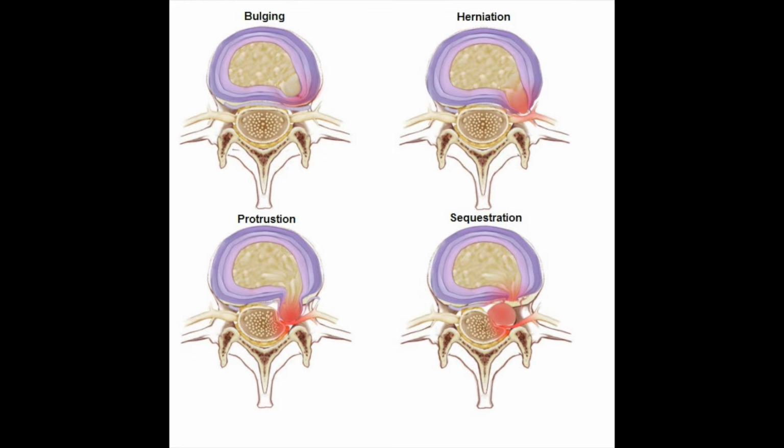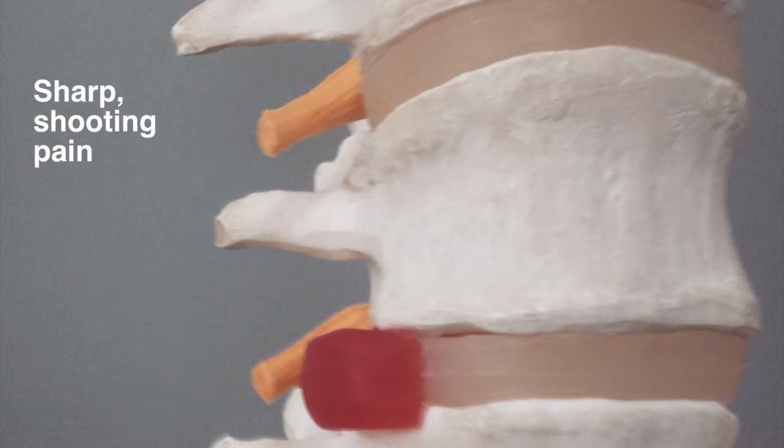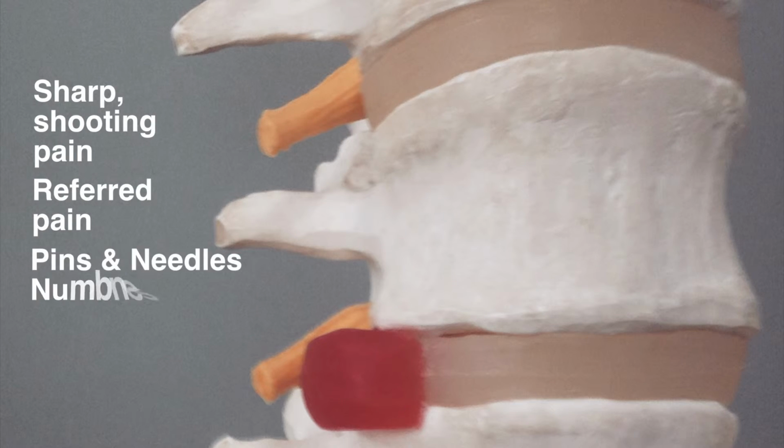A sequestration is when a piece actually breaks off, and that can be quite uncomfortable, as you can imagine. But occasionally it won't be sitting on a nerve, and there will actually be minimal pain. Most of the time there are subsequent symptoms. The symptoms we're looking at are things like sharp shooting pain, often referred down the legs, and you'll also potentially get pins and needles and numbness if there is long-term pressure on a nerve.